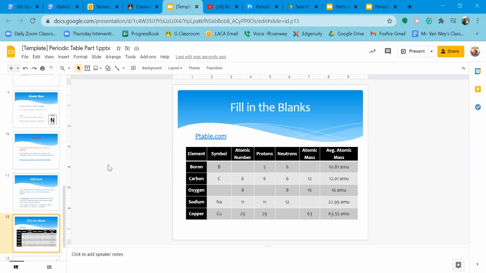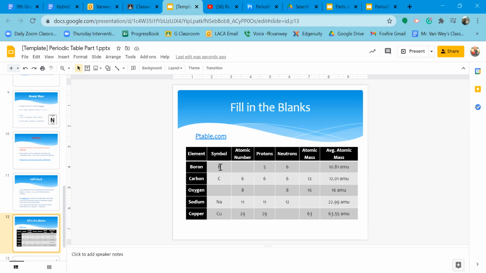Now, this is an activity that you will certainly see on the test in some form. We're going to reference our periodic table, and we're going to find the symbol, the atomic number, the number of protons, and the atomic mass of each of these elements. We'll start with boron. Okay.